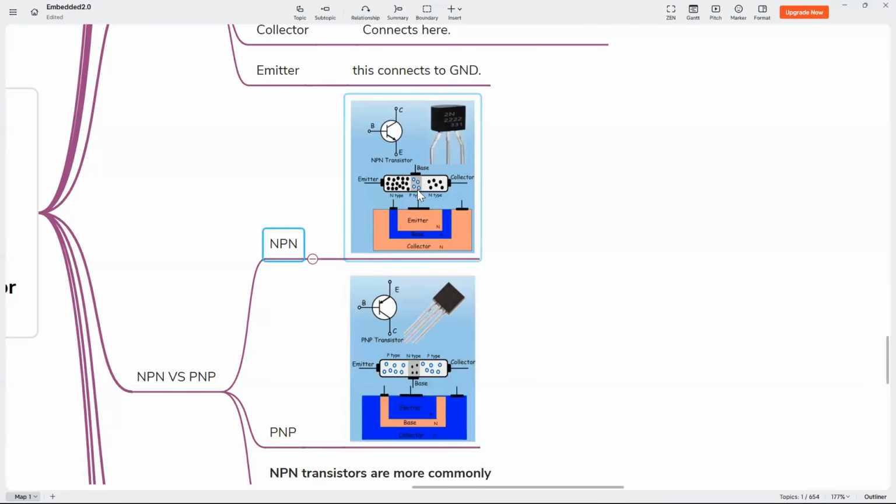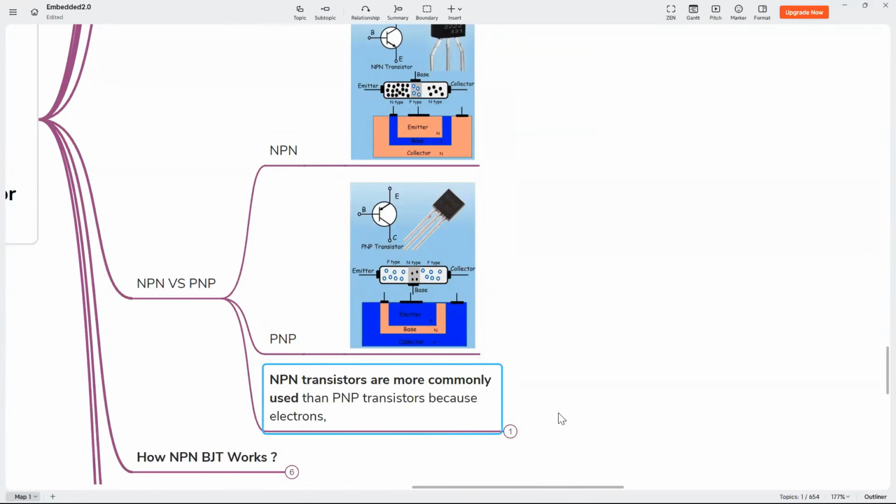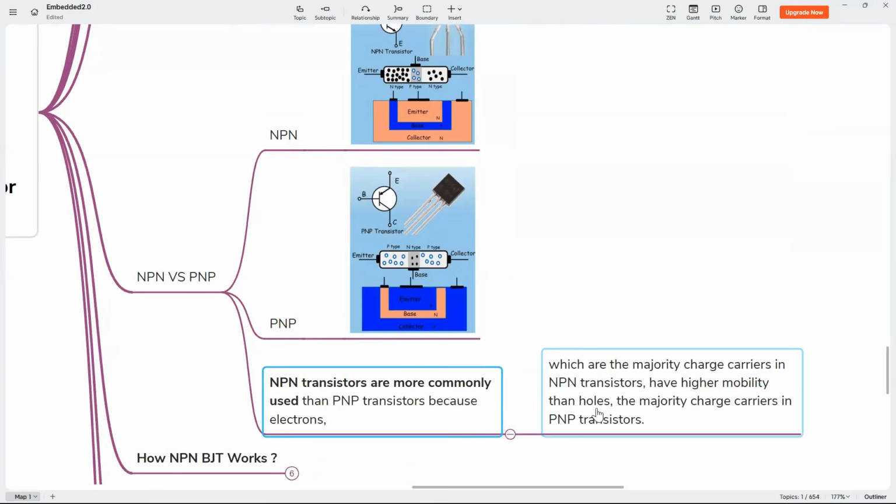So remember, the NPN transistor is completely dominated by electrons, and the PNP transistor is completely dominated by holes. These are the two types. But remember, out of these two, we will mostly be using NPN transistors, guys. Why? Because NPN is dominated by electrons as the majority charge carriers. That's why the NPN transistor is used a lot more than the PNP transistor.